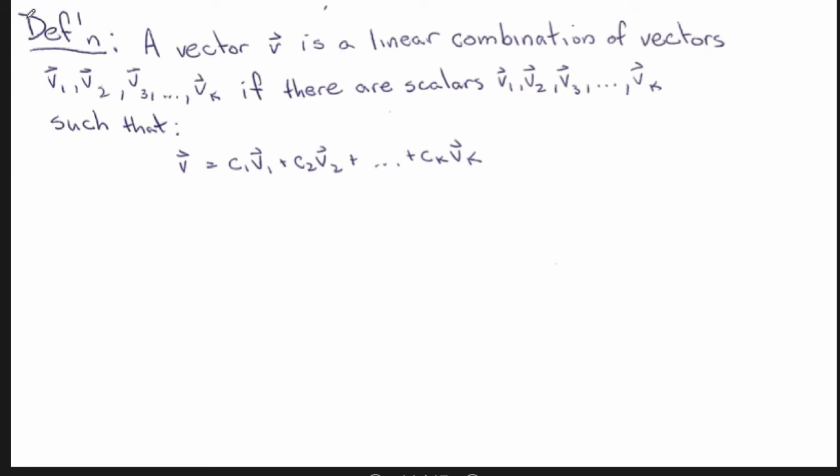Okay, a new definition. A vector v is a linear combination of vectors v1, v2, v3, and vk if there are scalars c1, c2, c3, ck such that v is equal to c1 v1 plus c2 v2 and so on, plus ck vk.